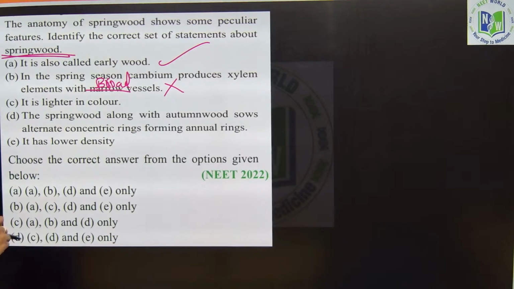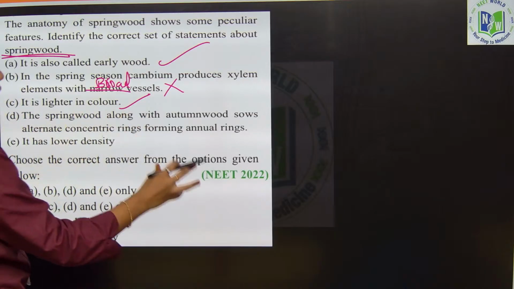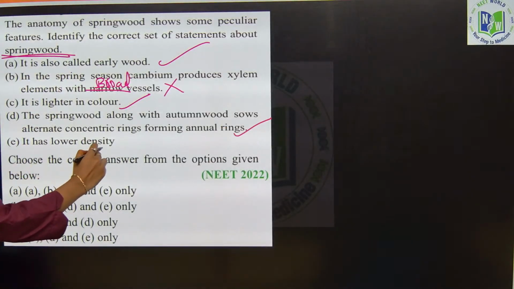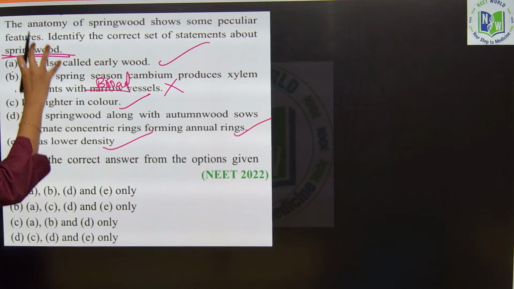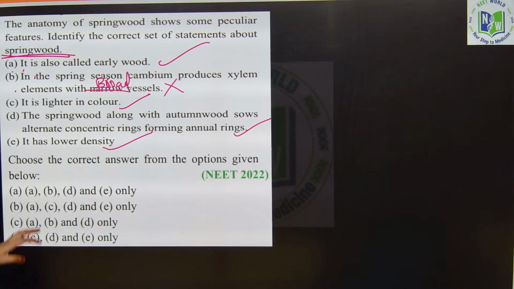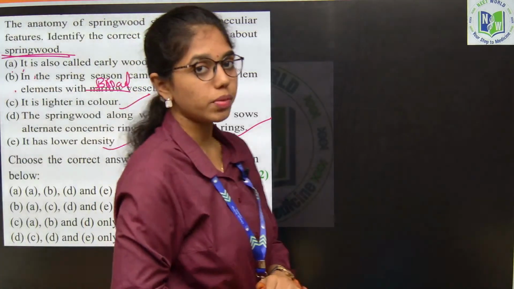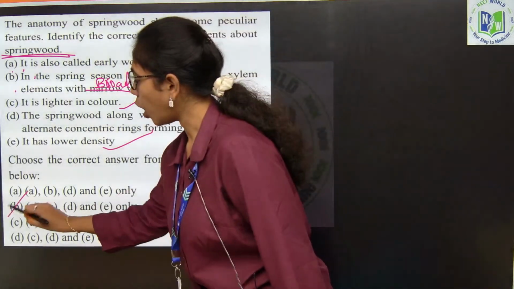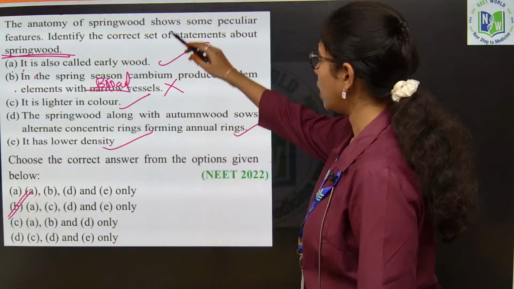Early wood or spring wood is light in color, and spring wood along with autumn wood shows alternate concentric rings forming what? Annual rings, and it has lower density. So except B, all the other options are correct. In this case, what option do we have to choose? A, C, D and E. Okay, option B will be the right answer. And next question.